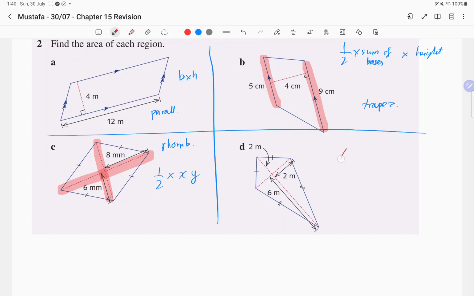What's the area then? Wait, so x times y is just 6 times 8, right? No, not 6 times 8. Isn't it just the two diagonals? Yeah, but is 6 the diagonal? Oh, is it the whole thing? Yes. So 12 times half times 12 times 16. Yes, that's right. Okay, now question D. What's the shape of this one? Kite. Kite, yes. Area?